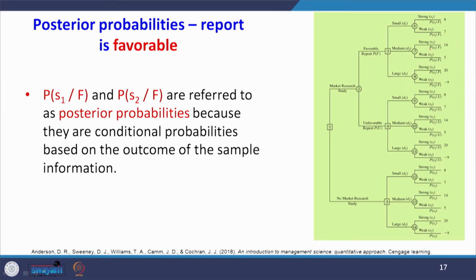So, P of S1 given F and P of S2 given F are referred to as posterior probabilities, because they are conditional probabilities based on the outcome of the sample information. So, this we are going to find out.